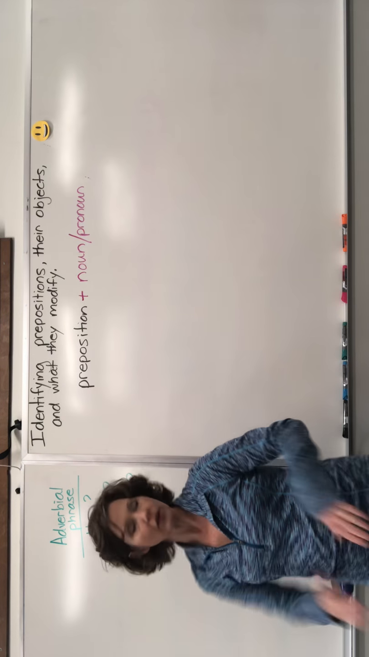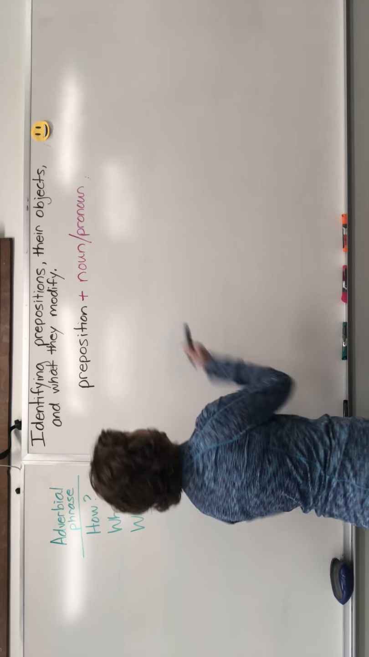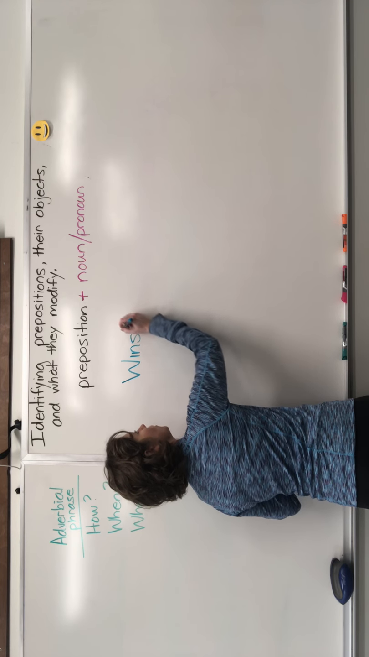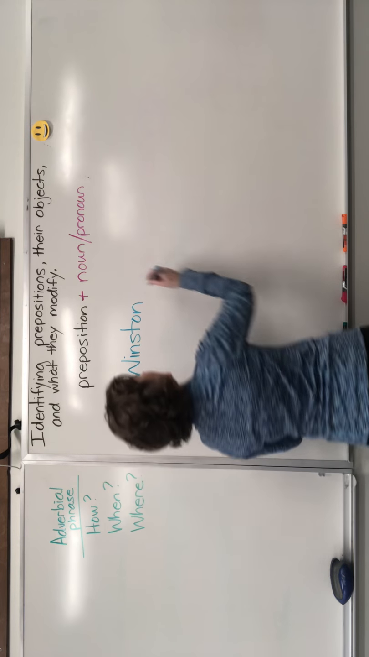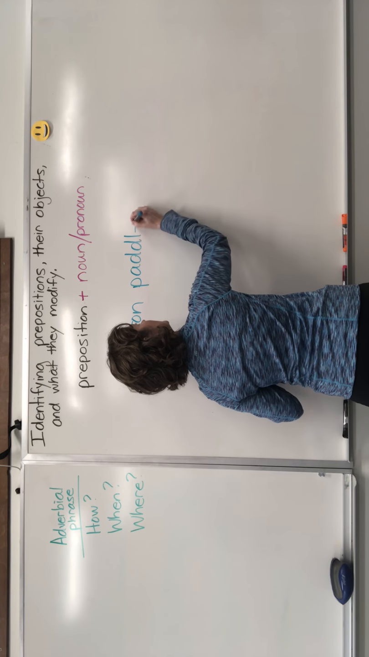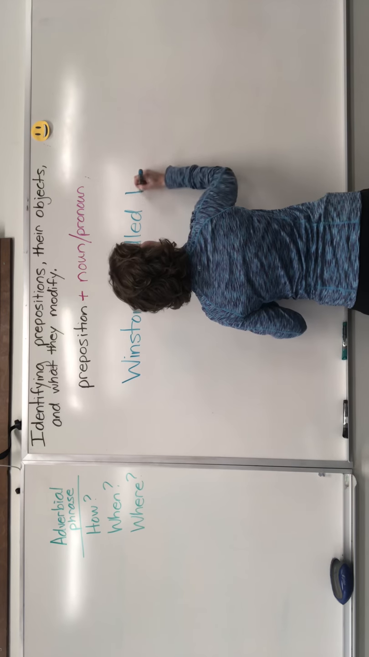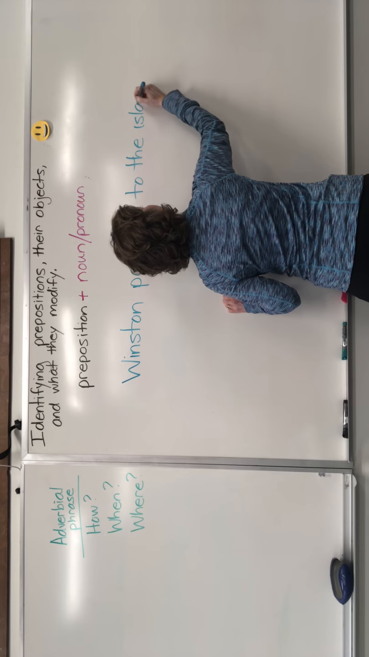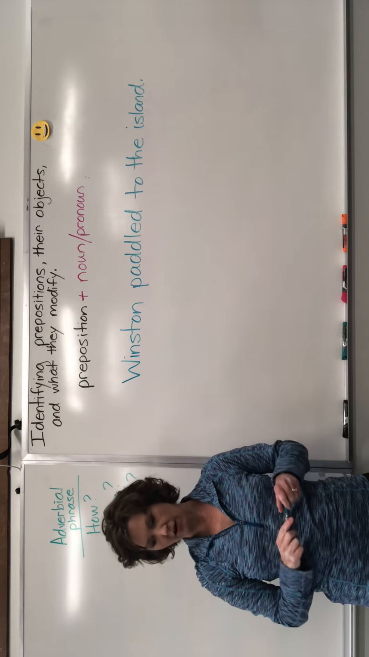We're going to add another level to our analysis here. I'm going to give you the same sentence up here. You're looking on page 65. Winston, our famous third grader who's in our sentences a lot, paddled, ooh, that's a fun thing to do, to the island. You see that sentence there on page 65.